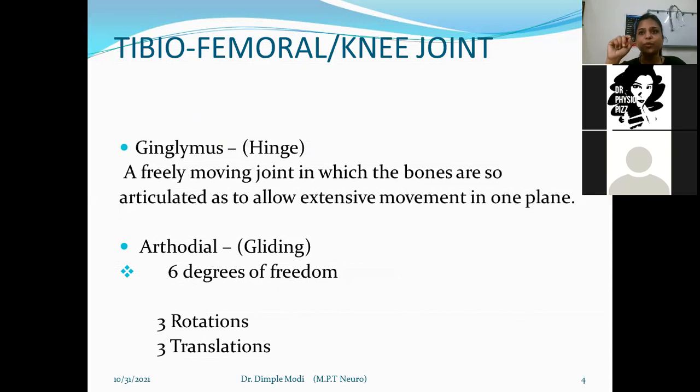One thing I would like to add on this, the superior tibiofibular joint does not come under the knee joint complex. Only the tibiofemoral and the patellofemoral joints come under the knee joint complex. Why does the superior tibiofibular joint not come under the knee joint complex? It's because it is not enclosed in the knee joint capsule. So it is more functionally related to the ankle joint. As I said, there are two main joints in the knee joint complex.